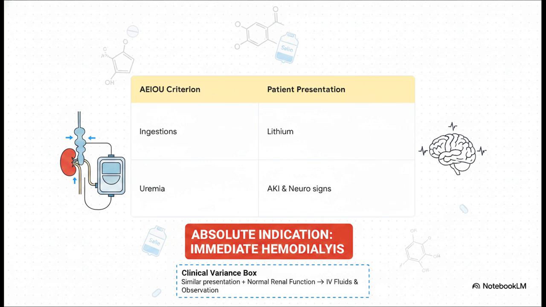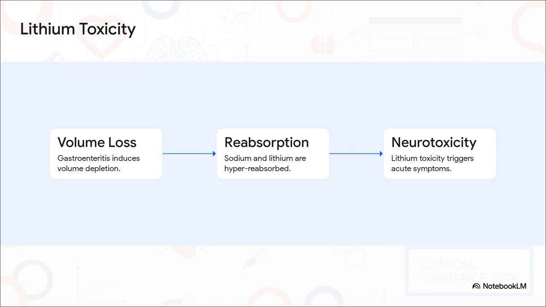Distractors like an IV normal saline bolus are required for initial fluid resuscitation, but they fail to provide definitive clearance in the setting of an AKI. Furosemide and Kayexalate are completely ineffective or contraindicated here, and observation is a fatal error. The underlying pathophysiology perfectly dictates this management strategy.